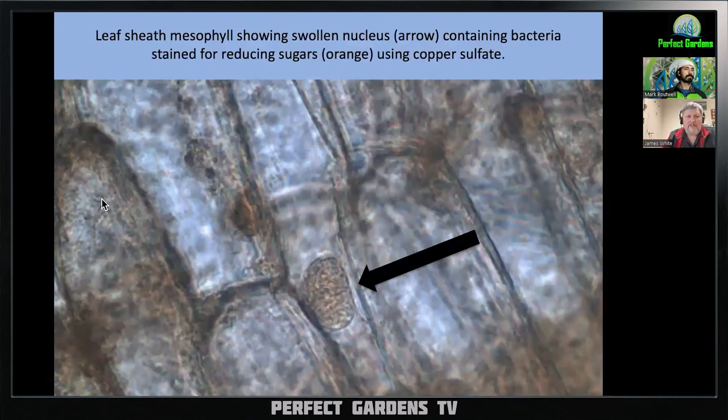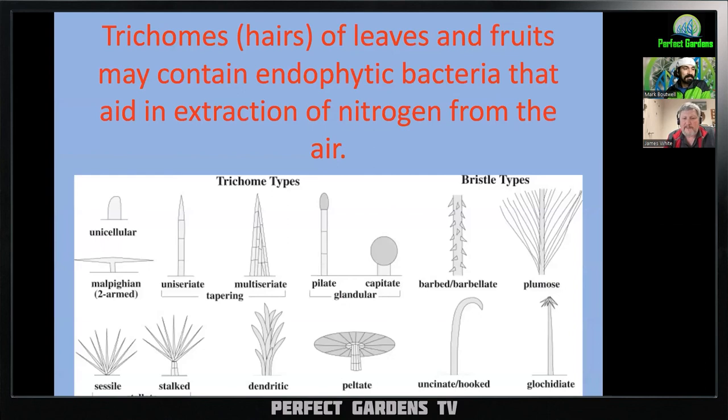This just shows one of the nuclei in a grass. This is a red fescue, I think, and you can see the orange color there. This is showing reducing sugars. That's stained. The orange is sugar. So you can see the sugar in that nucleus using that orange. It's copper sulfate, by the way, so you could do this at home if you want. Just get copper sulfate and stain your tissues and look at them microscopically, and you can see this.